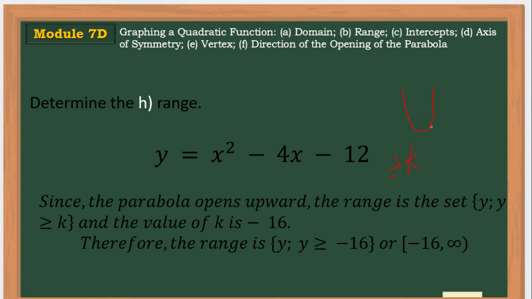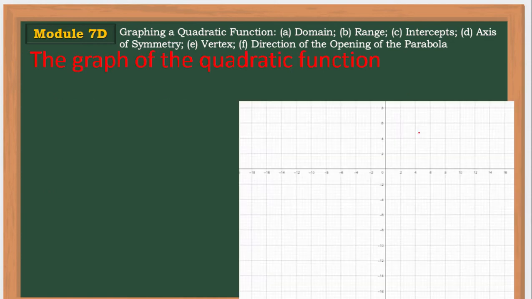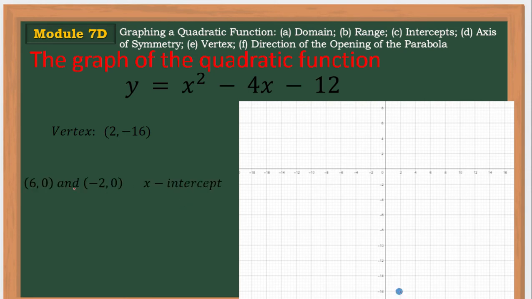Okay? Sets, or sometimes tawag din doon ay solutions, depende sa graph natin. Okay? So, we're going to graph this one. Ang kailangan natin is the vertex, which is (2, -16). Kung positive 2, negative 16, nandito yung point. Then, next is the x-intercept, (6, 0) and (-2, 0).